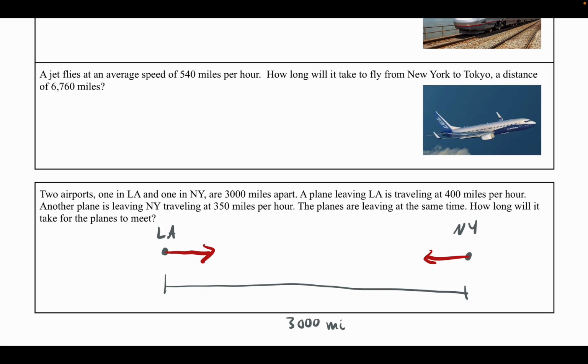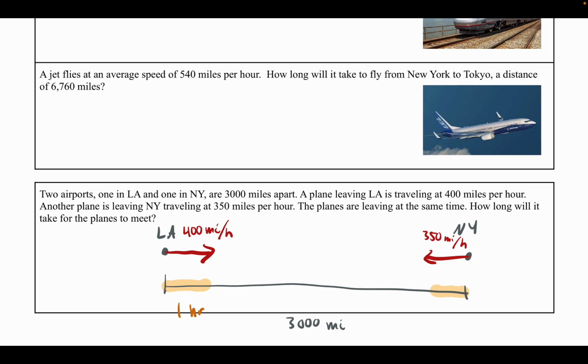Now, the plane that does leave from Los Angeles travels at a little bit faster rate of 400 miles per hour, while the one from New York travels at a rate of 350 miles per hour. So really what's helpful for this problem is to think about what's happening within 1 hour's time. Since this plane is going at a rate of 400 miles per hour, after 1 hour, that plane's going to go that far and that plane's going to go that far.